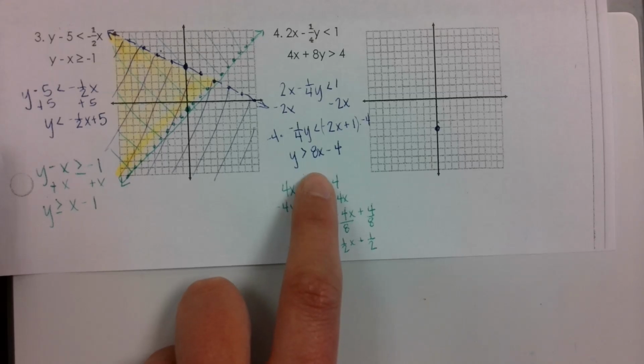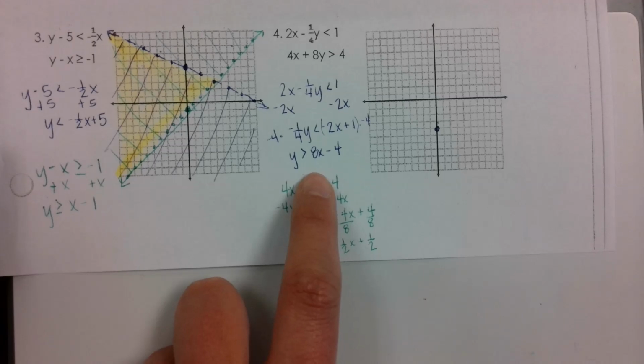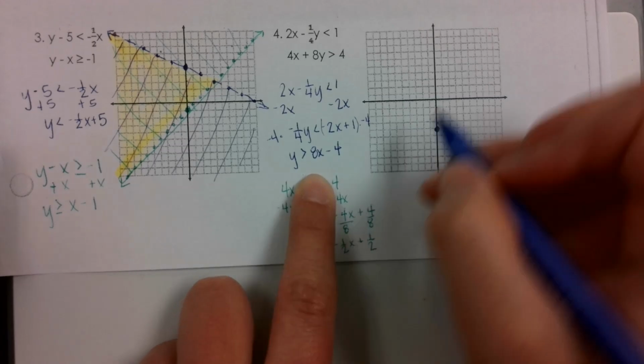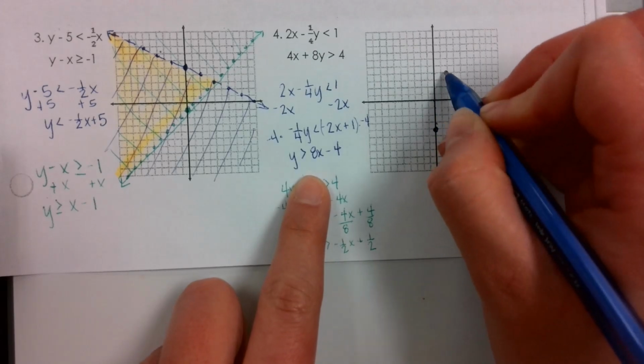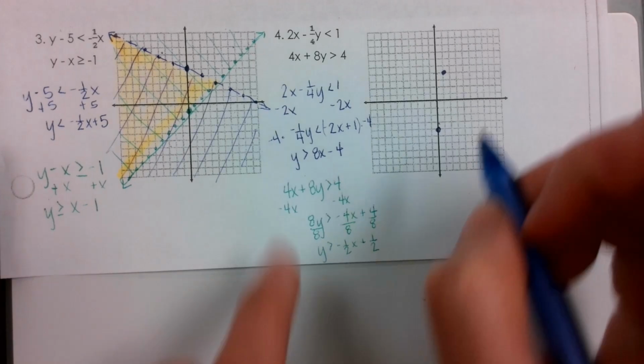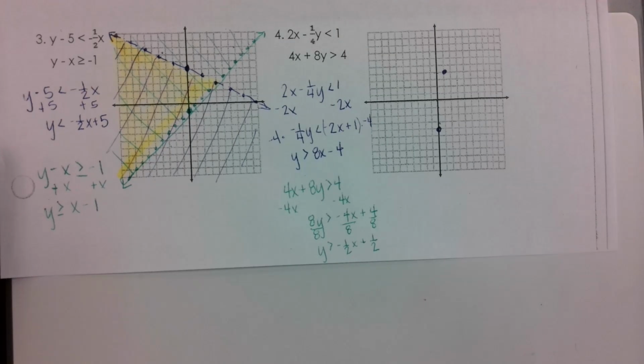How do you count your slope? Up 8 over 1. 1, 2, 3, 4, 5, 6, 7, 8 over 1. Now we don't really have room to count any more than that. We're going to run out of graph. Y'all, are we going to connect that with a solid or dotted line? Dotted, because it's not an equal to this time.